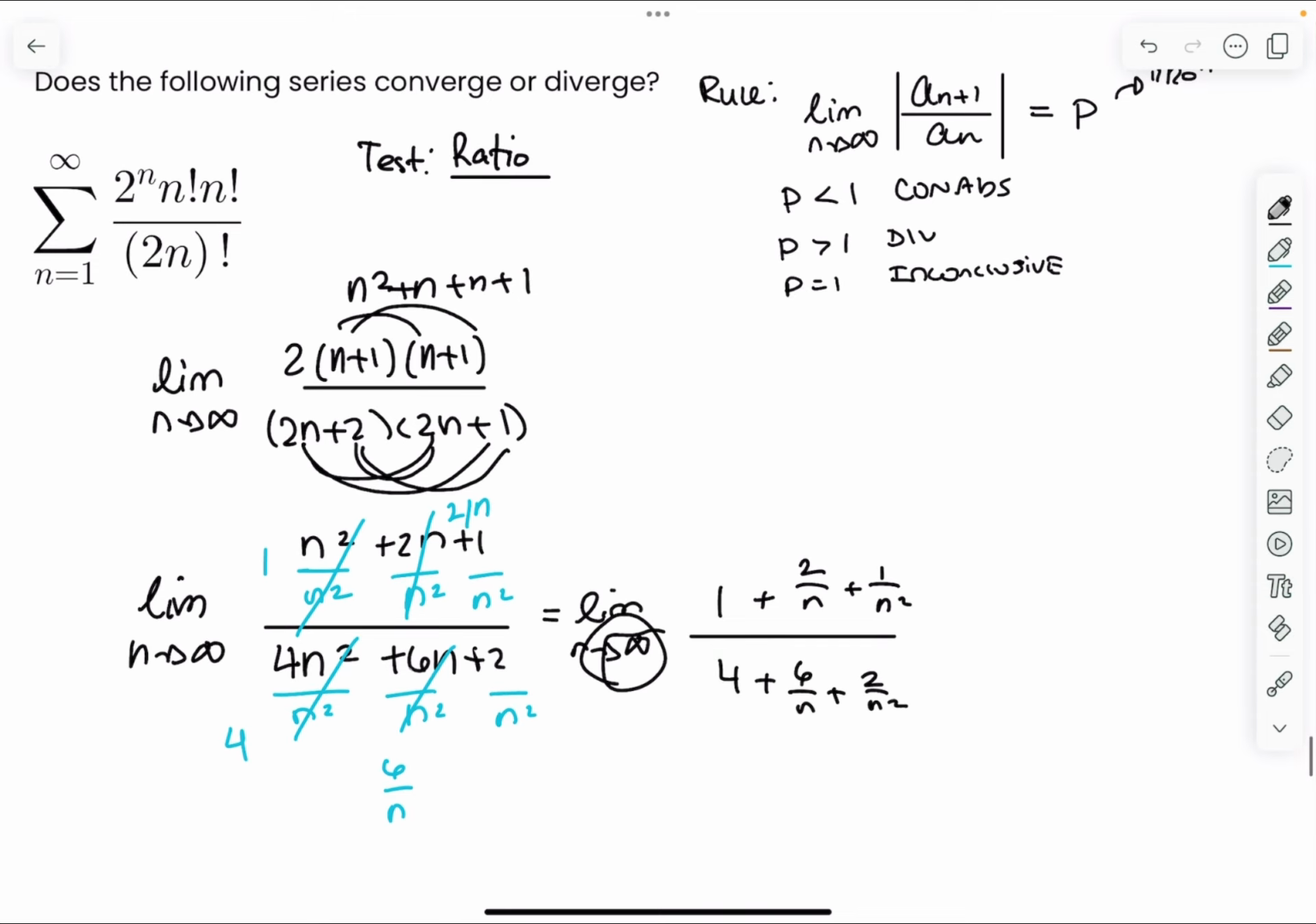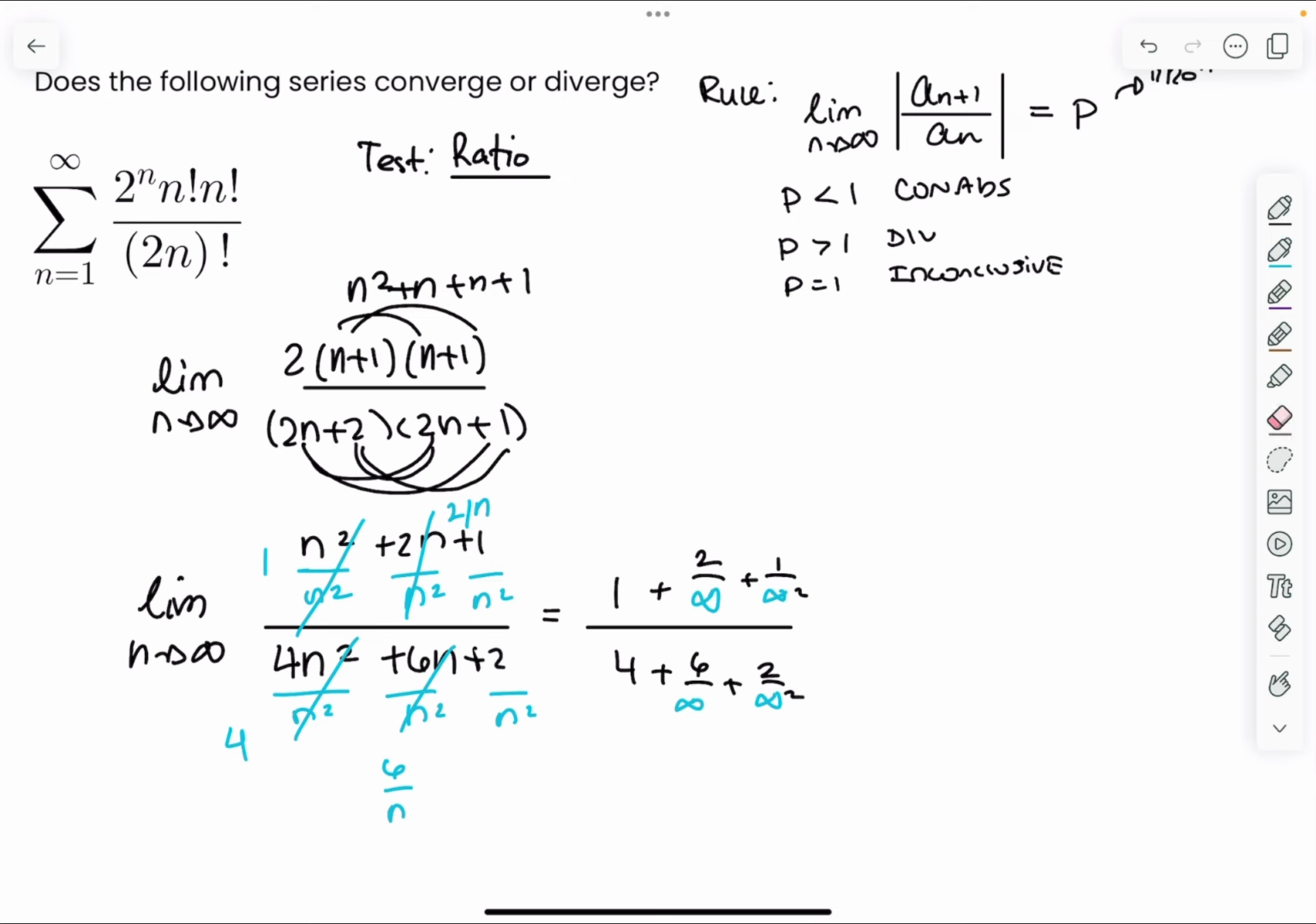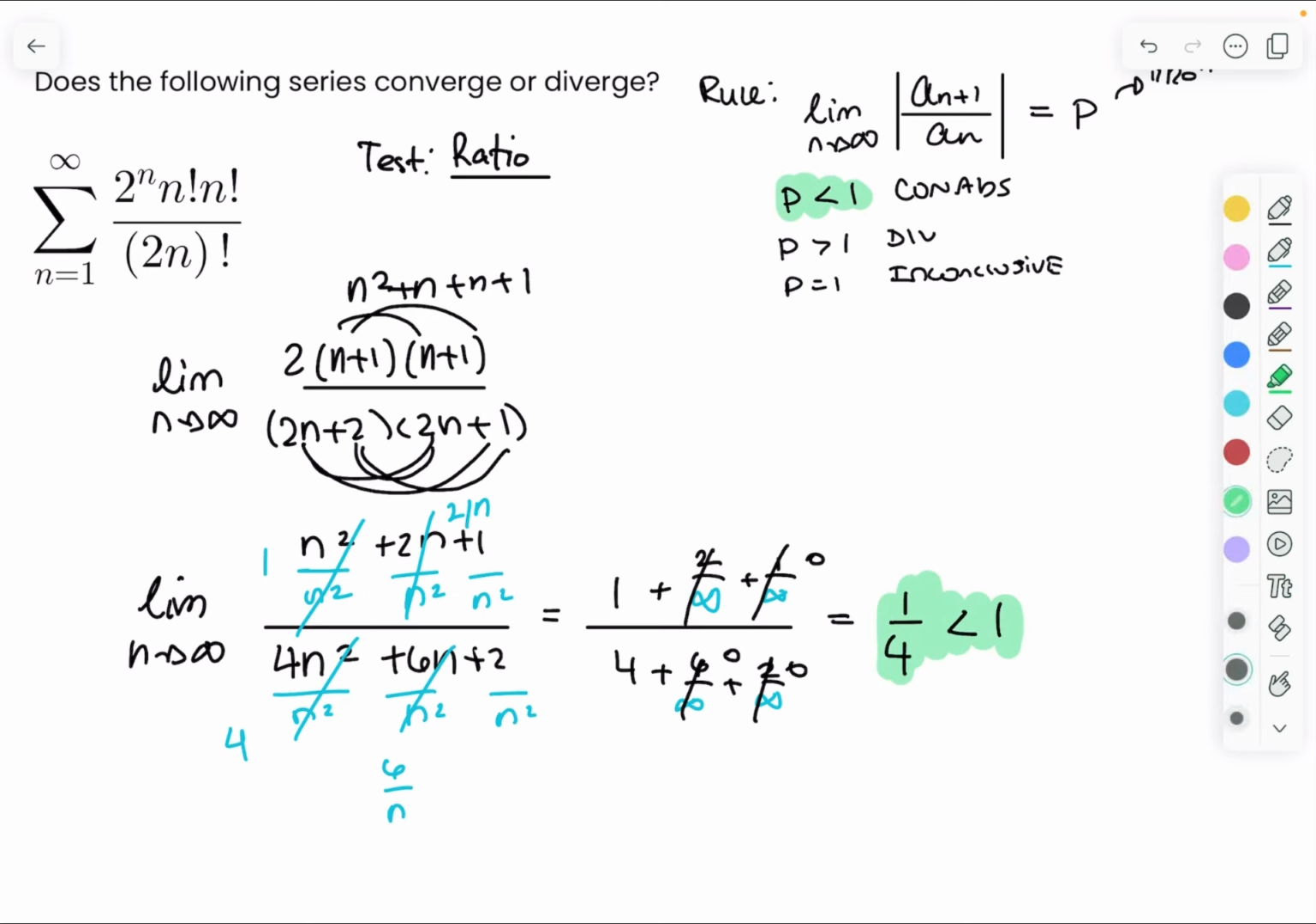Now you can plug in infinity for n. Infinity squared is still just infinity. And anything divided by infinity when it comes to a limit goes to 0, because remember, one whole divided into infinitely small pieces gets infinitely smaller, so small it goes to 0. So we're left with 1 over 4, which is less than 1. Because you're taking 1 and dividing it, so obviously it's going to be less than 1. So rho is less than 1, therefore this series here converges absolutely.